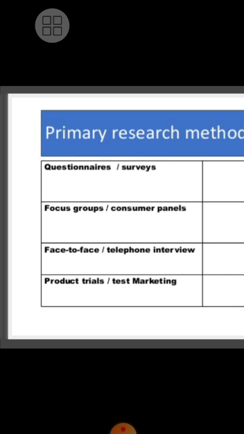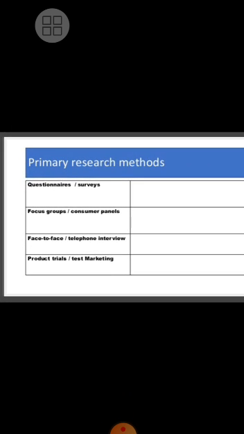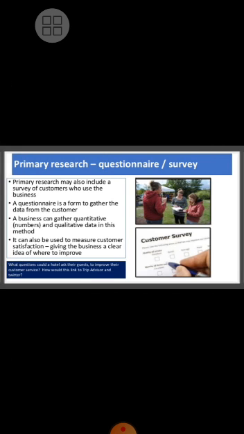So, in simple words, we can say that qualitative research is based on the views of the people. They could be the customers, the direct customers, or they could not be even. But quantitative research deals with the numerical data and then analyzing the data and getting some result from that data. So now let's discuss different methods of primary research. So first of all, questionnaires and surveys.